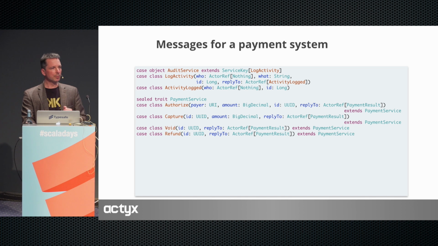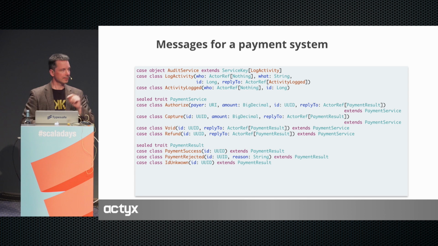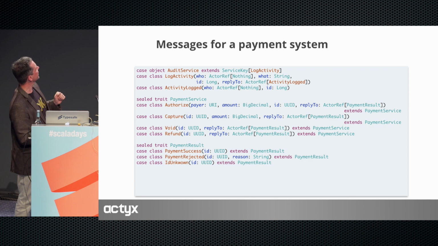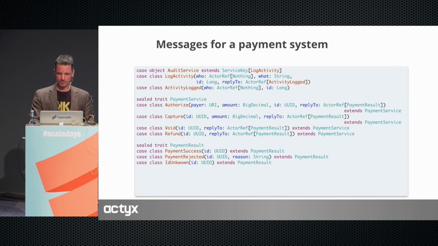Now, how would we implement this using Akka Typed? No, I forgot the payment result. So we have payment successes, rejects, and ID unknown, so error cases. So how would we implement that in Akka Typed?